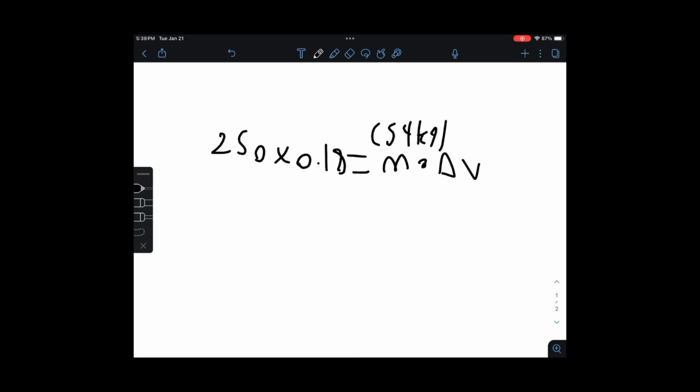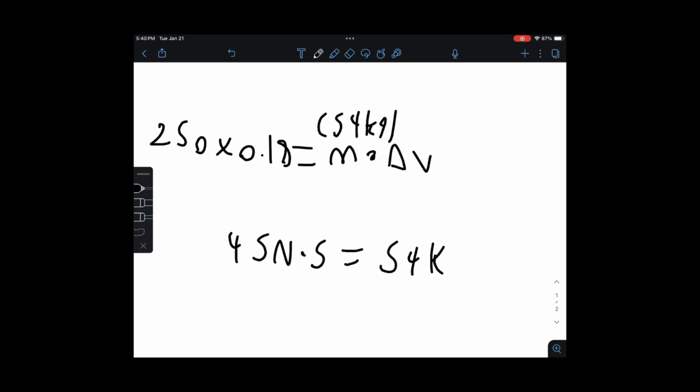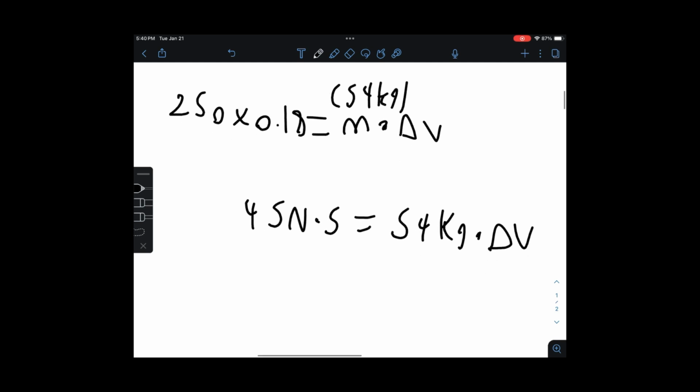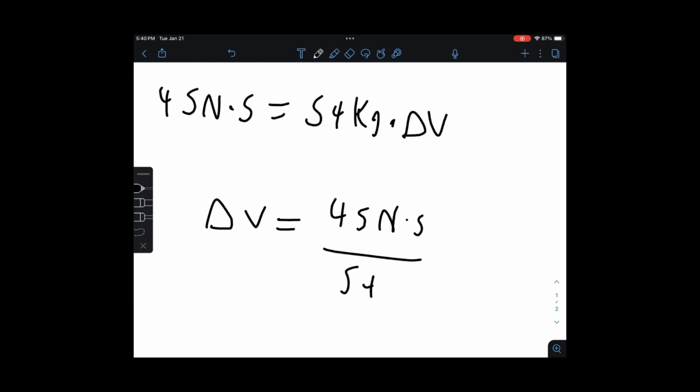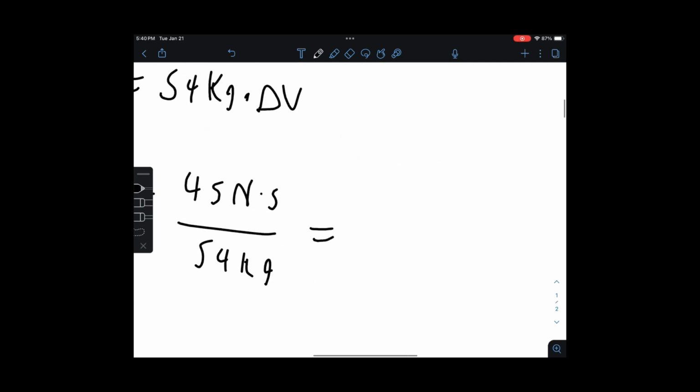The first thing I did was use the impulse-momentum theorem, so that way I could put the force and time together through multiplication. Then when I got my answer of 45 newton-seconds, I already knew that Mario's mass was 54 kilograms, so I simply had to use division to find the answer of what the change in velocity was, and it was 0.833 meters per second.